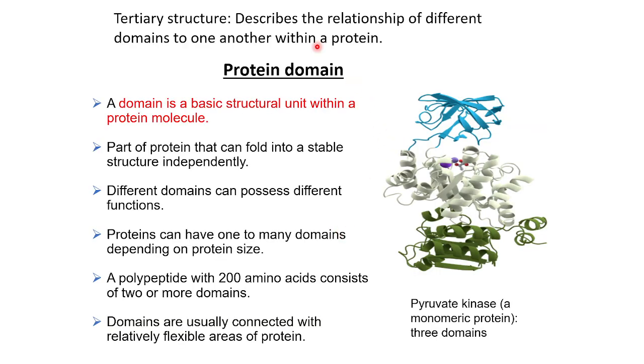So these tertiary structures can be like domains or motifs. Tertiary structure describes the relationship of different domains to one another within the protein. Domains are basically a basic structural unit within a protein molecule. It's part of the protein, so a combination of maybe 2 alpha helices and 1 beta strand, like an alpha beta alpha or a beta alpha beta.